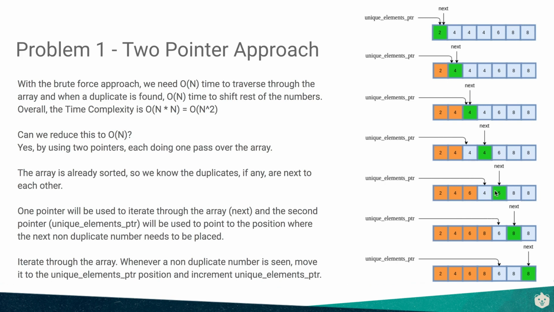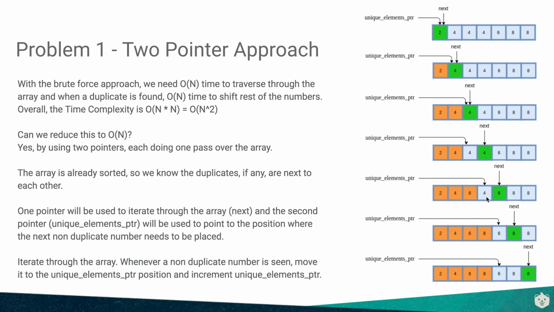So when the next comes to 6, it sees that 6 is different from this 4. So we'll swap 6 to the unique element pointer place, which was this, and move the unique elements pointer one step to the right. So now the position where the next unique element needs to be placed is this. That's where the unique elements pointer is pointing. And the next pointer moves, so it goes to the next number, which is 8.